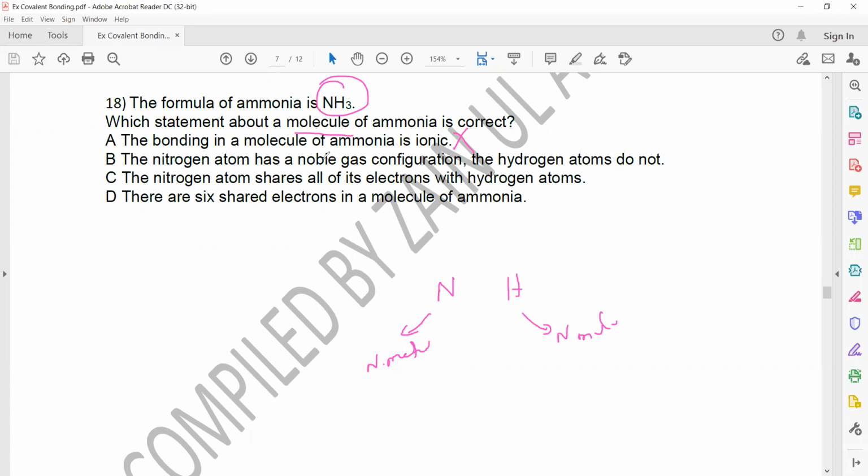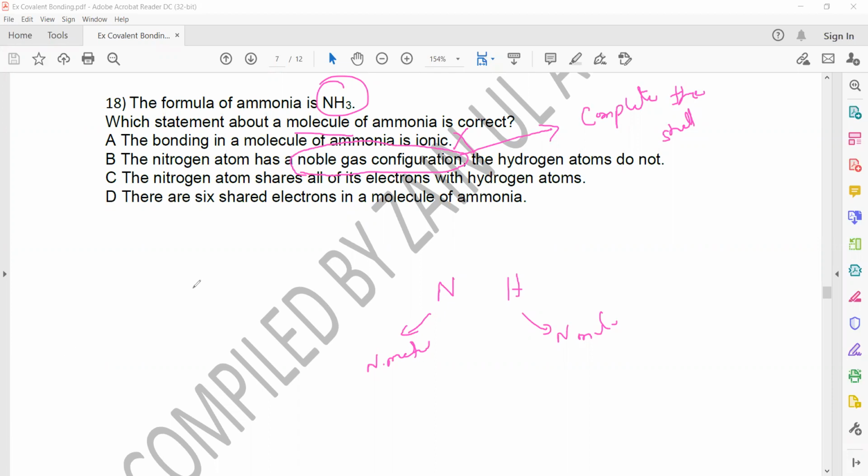Nitrogen atom has a noble gas configuration. Whenever a covalent bond is formed, all the atoms have a noble gas configuration. What is the meaning of this term, noble gas configuration? It means that when they form a bond, they all complete the shell. So when the atoms complete the shell, we use the statement that they have a noble gas configuration.